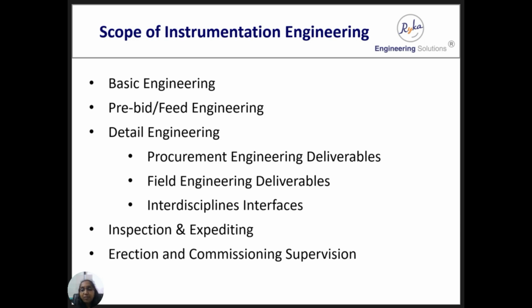Then inspection and expediting. Inspection is of the material being procured. Expediting is following up with the vendors and suppliers so that materials reach the site as per the project schedule. Erection is installation and construction of the plant. And commissioning is starting the process plant for the first time with air or water trials and then with process fluid.